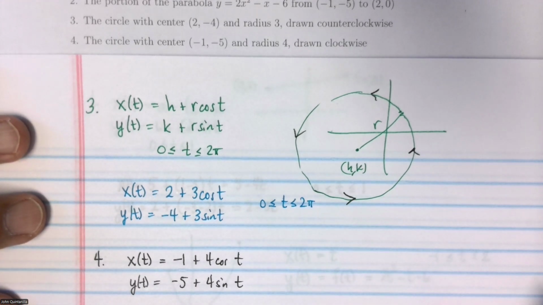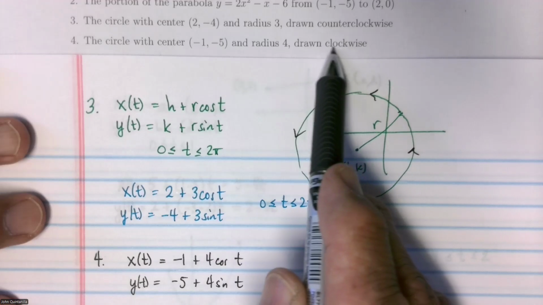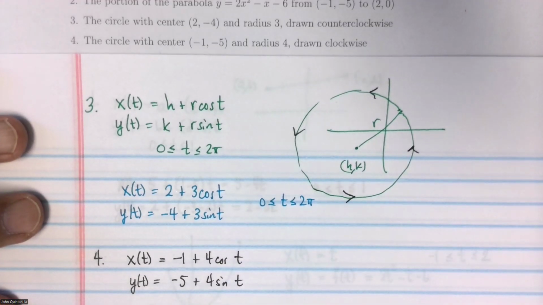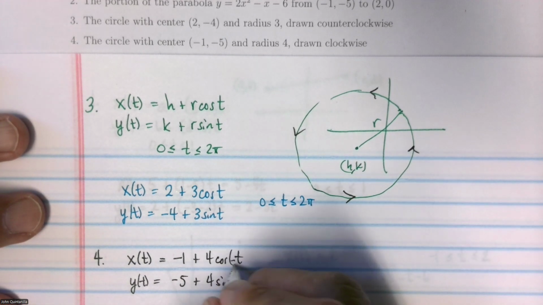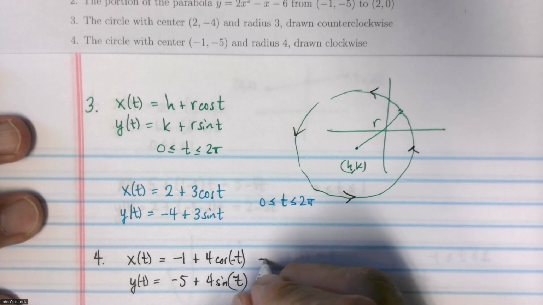Now, that would be correct if it was going counterclockwise. However, I want it going the other direction, going clockwise. And so to make time go the other direction, I replace the t by negative t. And that'll make the time go backwards, basically, so that it goes in the other direction.